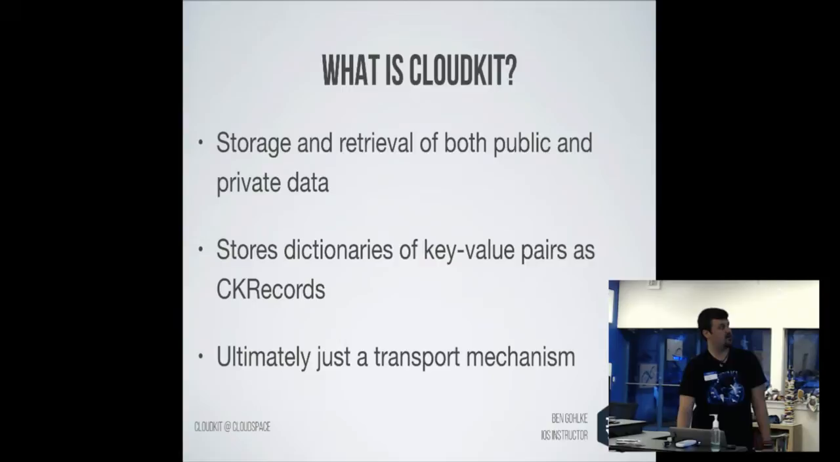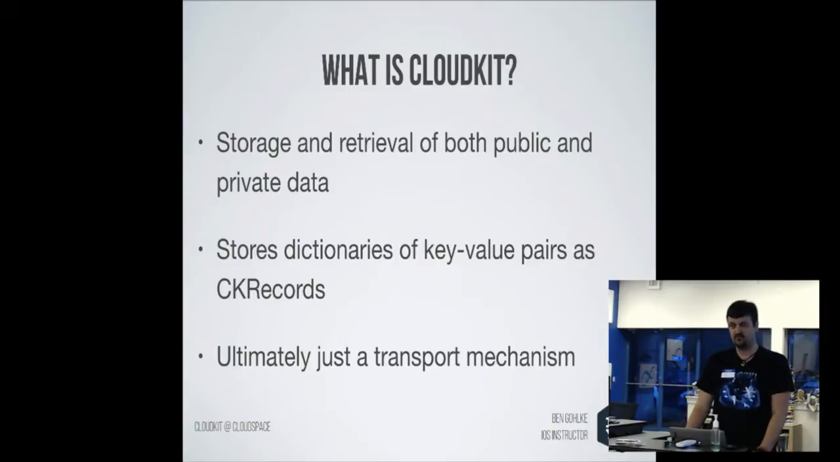So first of all, what is CloudKit? It's storage and retrieval of both public and private data. It essentially stores dictionaries of key value pairs, the CKRecords. Ultimately, it's just a transport mechanism. It does not do any sort of automatic syncing. So as far as what you might have in Core Data, you can turn those things into records and send them up to CloudKit, to iCloud. And then when you get them back, there is no automatic "here's some stuff from CloudKit, just put it in my database if I don't already have it." That doesn't actually exist. You will still have to manage that retrieval and then storage back in your local data store, whatever that is.